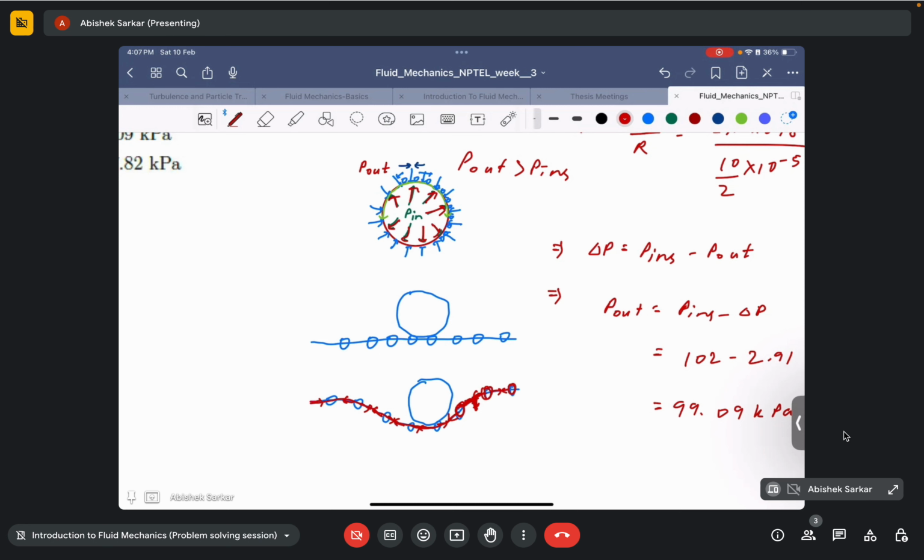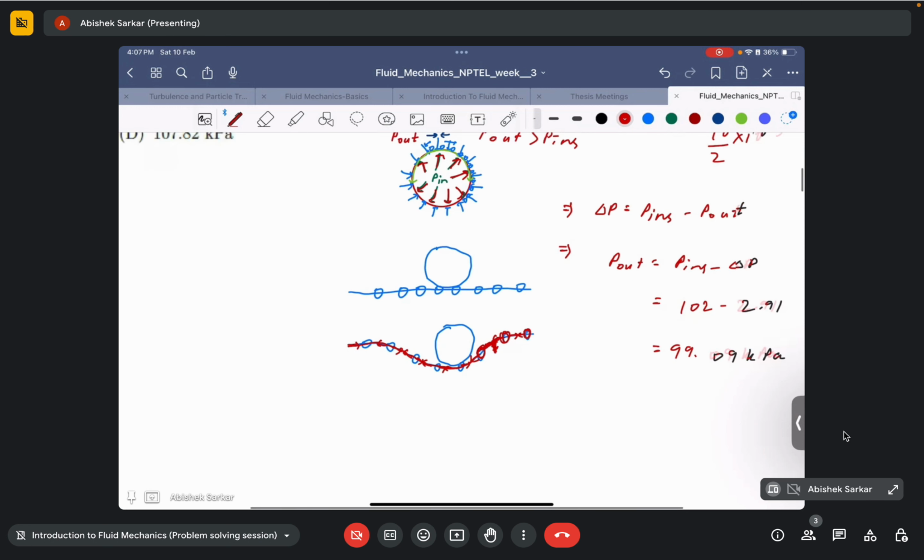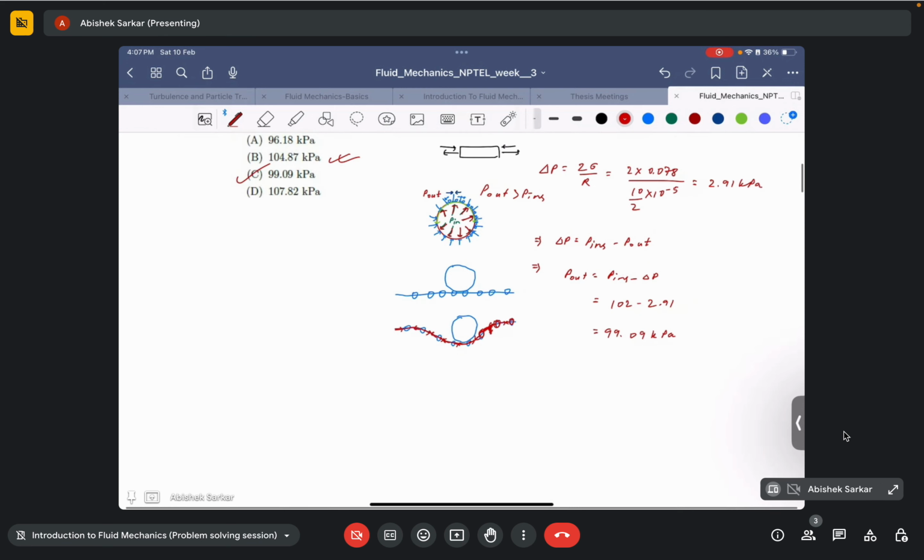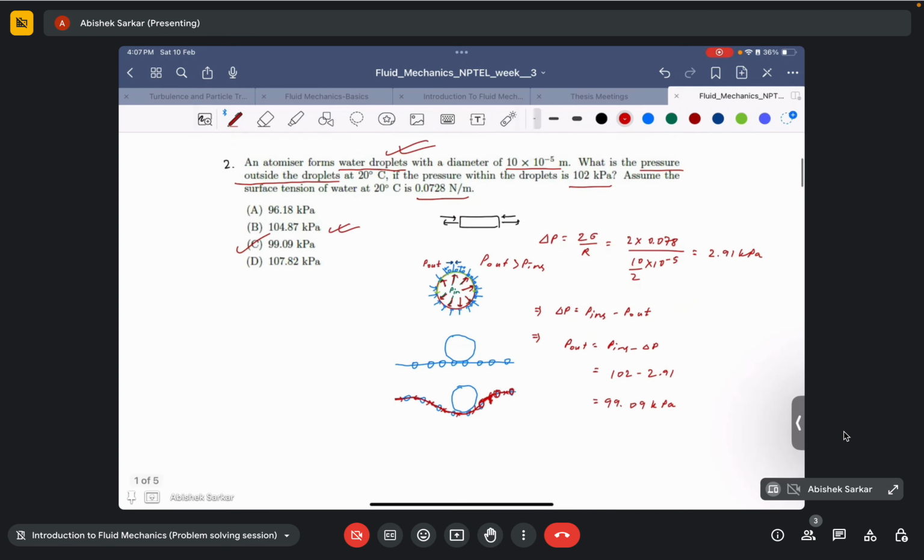Even just conceptually, if you are clear, you will know that the outside pressure cannot be larger than the inside pressure. It is not possible. And that's why, if you are getting some answer that shows the outside pressure is greater than the inside pressure, you can just rule out that option. Okay? I hope the concept is clear now.